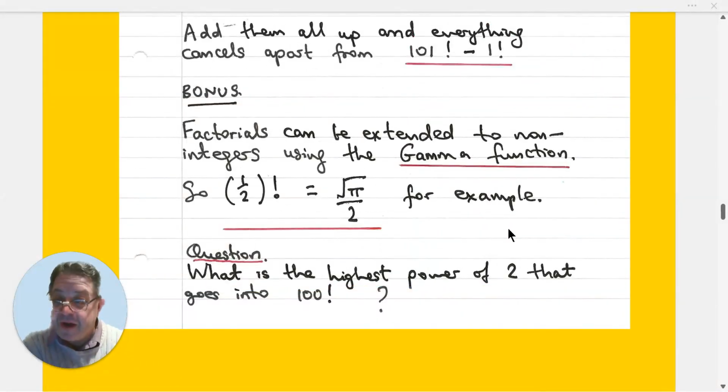Okay, bonus. Factorials can be extended to non-integers using something called the gamma function. So, for example, we can have a half factorial which equals root pi divided by 2. For integers, it gives you the same as our usual definition, but for non-integers, it is useful sometimes to extend factorials to these numbers as well.